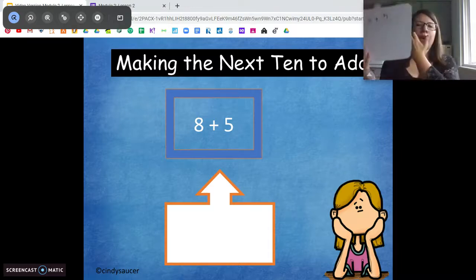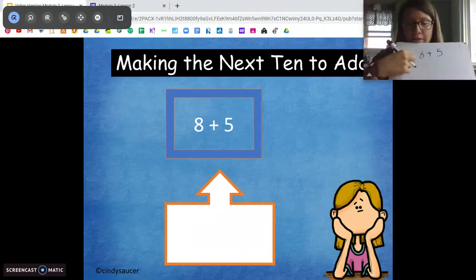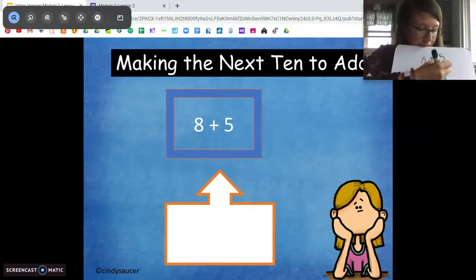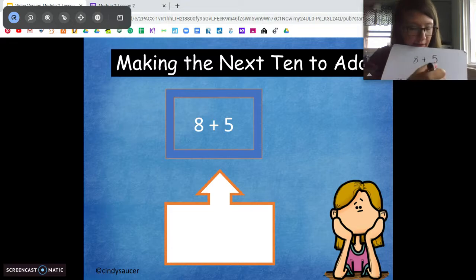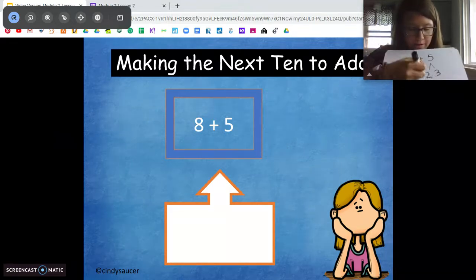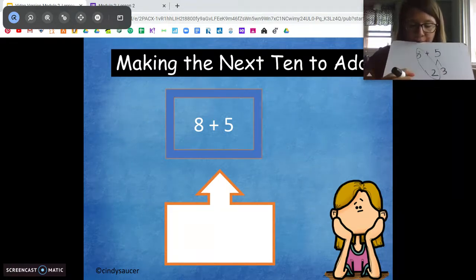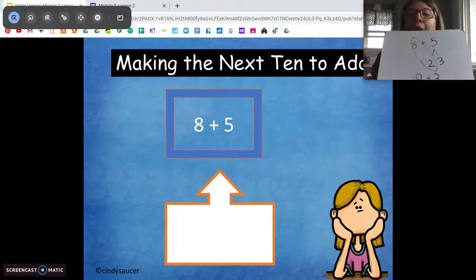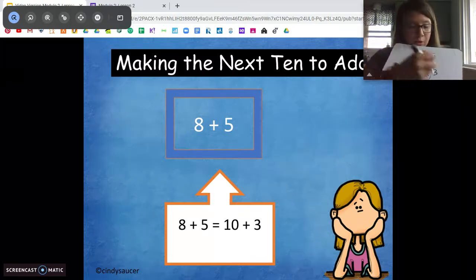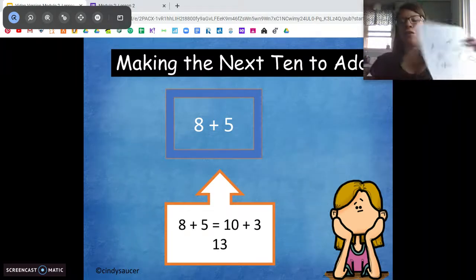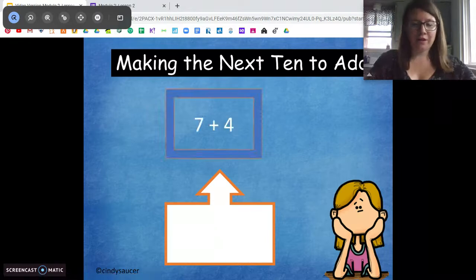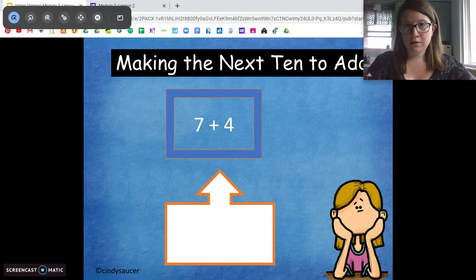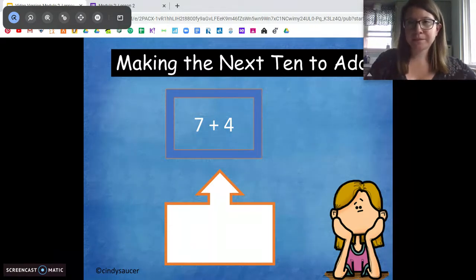Ready? Okay, 8 plus 5. We want to get the 8 to 10, so how many do we need? 2. Very good. And then we need another 3 to make 5. 8 and 2 equal 10, plus our leftovers, 3. So 8 plus 5 equals 10 plus 3, which equals 13. Excellent job. All right, try this one with the 7. Pause and make 7 plus 4 to the next 10.